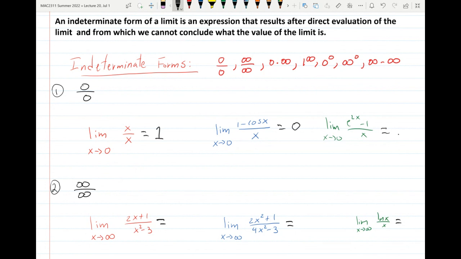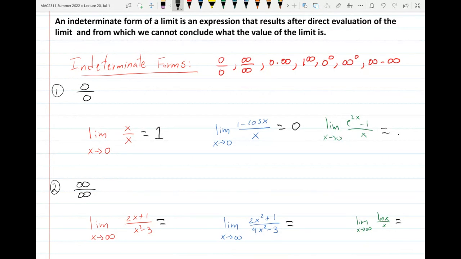So here you go. Here you have two limits. Both have the form 0 over 0, but one limit gives you 1, the other one gives you 0. In other words, this is an indeterminate form because by just saying that it's 0 over 0, you cannot decide what the answer is. You need to do something else.